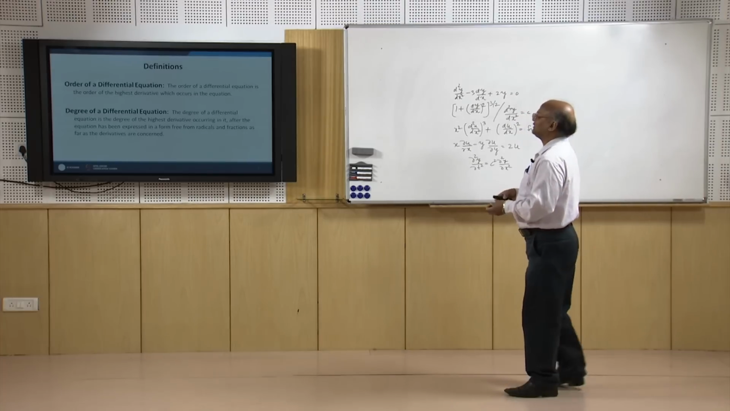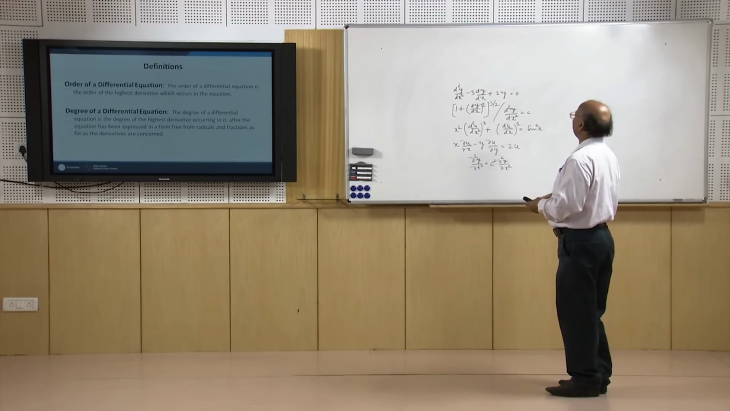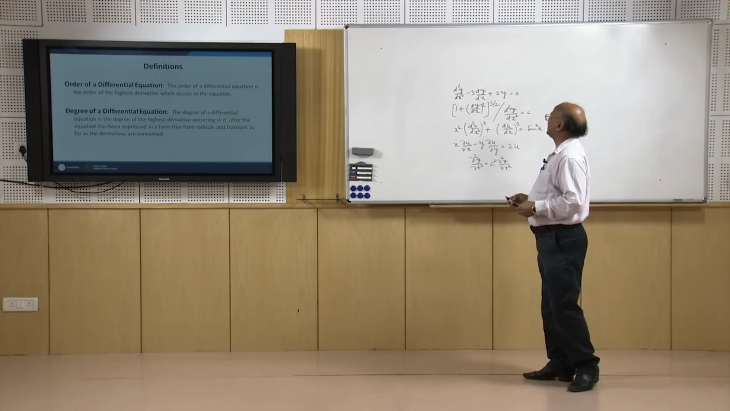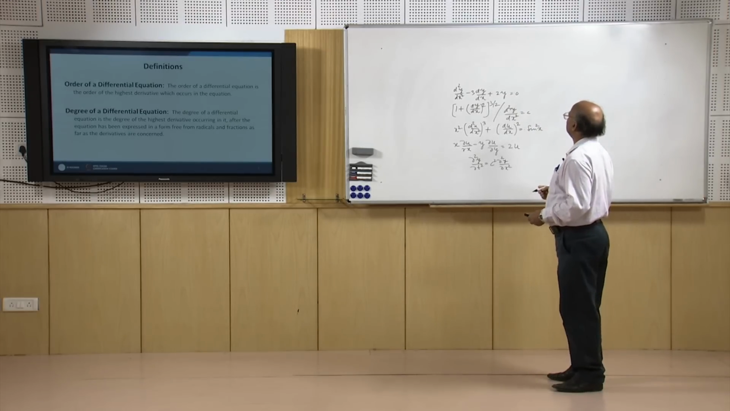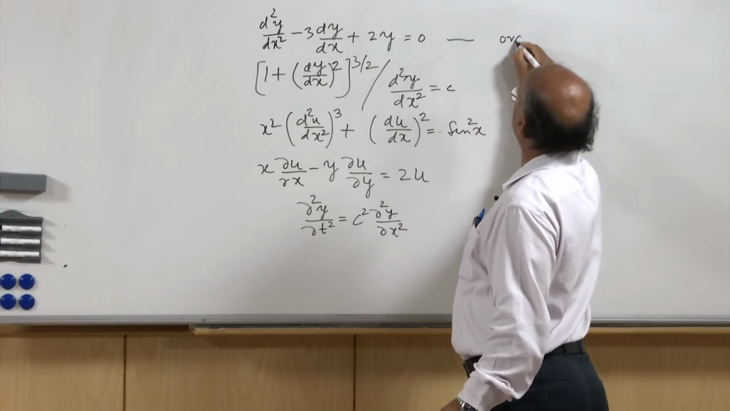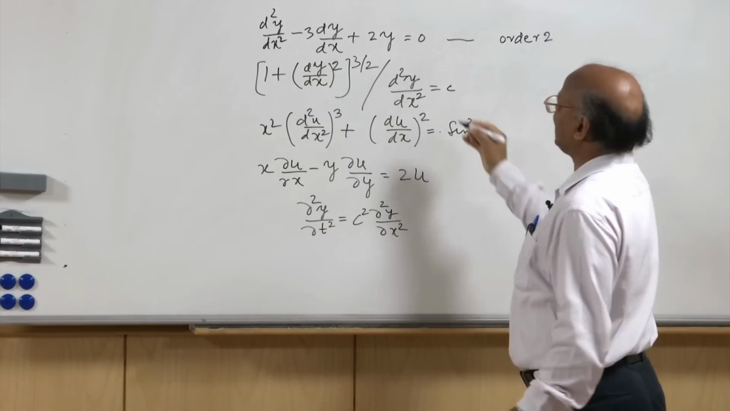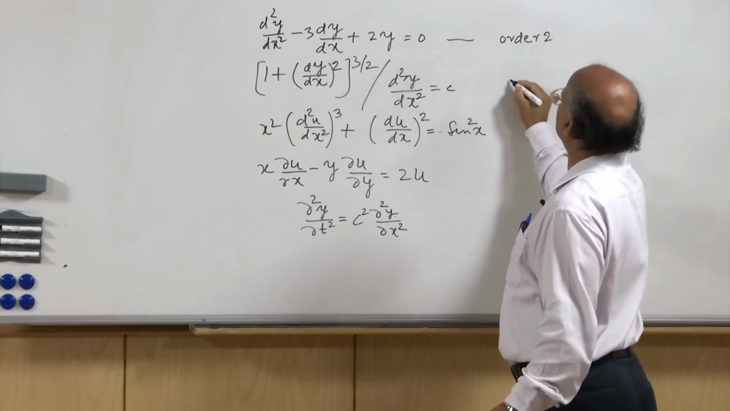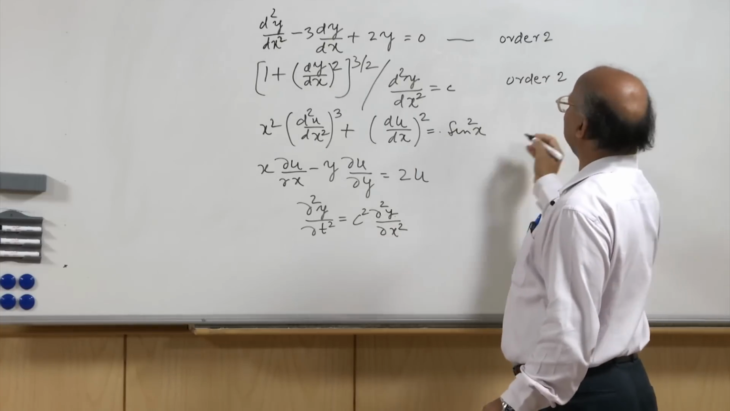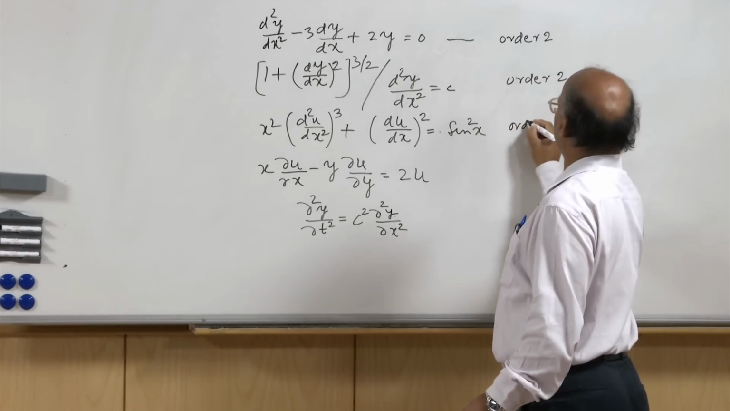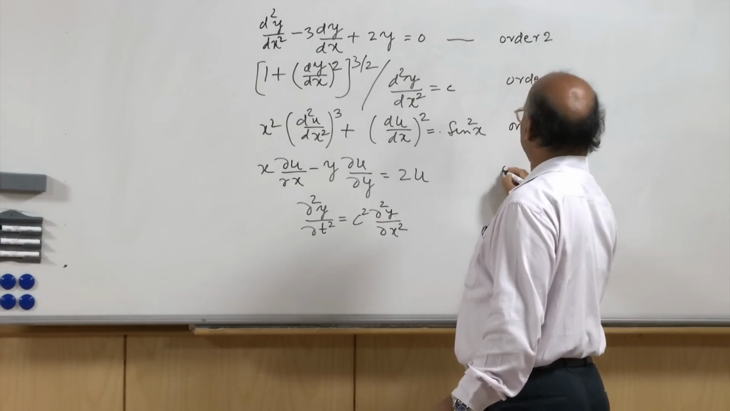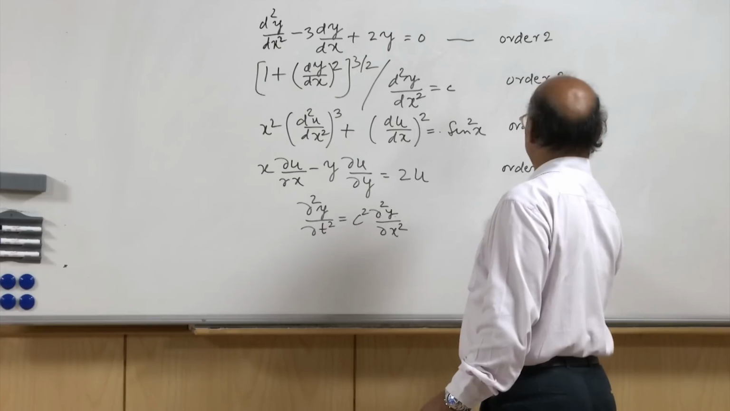Now, let us see what we mean by the order of a differential equation. The order of a differential equation is the order of the highest derivative that occurs in the differential equation. For example, the first differential equation is of order 2, the second differential equation is of order 2, the third differential equation is of order 2. These partial differential equations are of order 1 and 2.